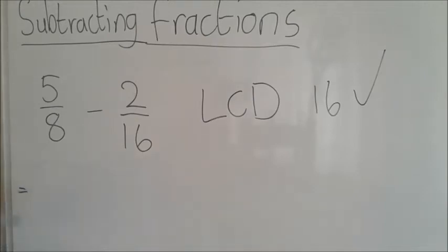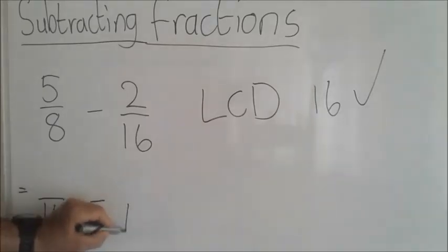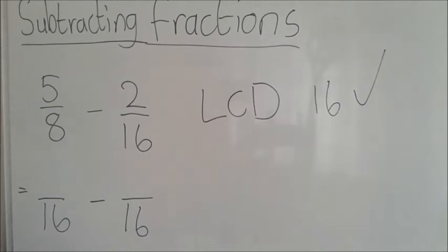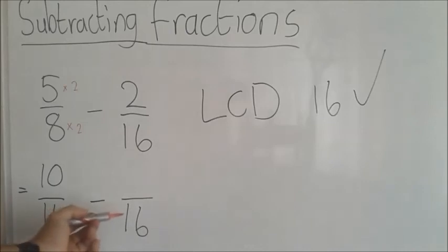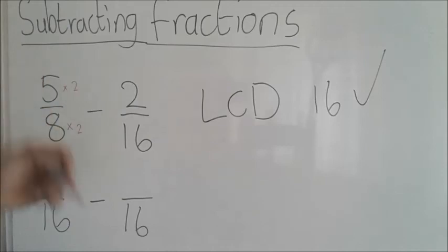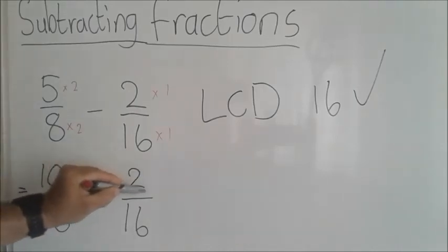Then we're just going to change this denominator to 16, minus something over 16. What did we do to the 8 to get 16? We times it by 2. Whatever I did to the bottom, I've got to do to the top. So that becomes 10 over 16. What did I do to 16 to get 16? Well, it just stays the same, or I can say I times it by 1. Whatever I do to the bottom, I've got to do to the top. 2 times 1 remains 2.